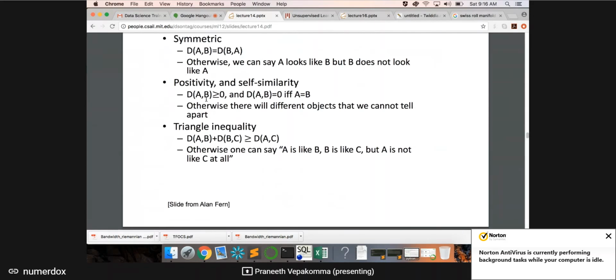Positivity and self-similarity. Oh yeah, you want distances where, if two things are exactly the same, the distance will be 0. So if you're comparing the distance between my photo and my photo itself, it has to be 0. Because the distance between my face and my face cannot be more than 0. Then something is wrong. Something is off, like it's not calibrated.